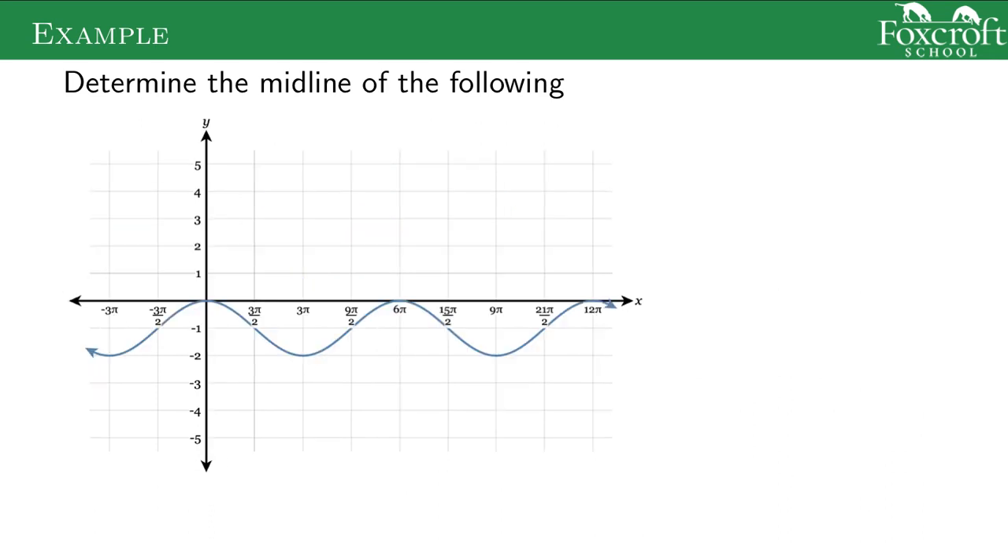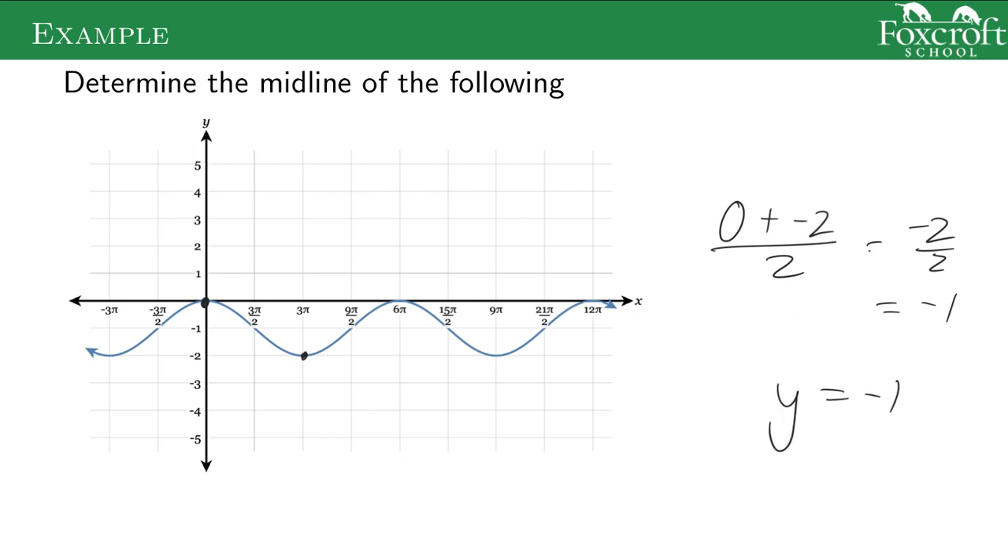All right, what's the midline of this one? Again, you can try to guesstimate it. Let's just do it mathematically. Our top value is 0. Our bottom value is negative 2. Add them together, divide by 2. I know my midline is y equals negative 1. Again, let's put it on the picture just to make sure it makes sense. Yep, and that line goes straight through the middle of my sine wave.